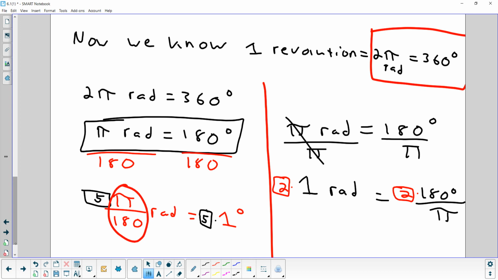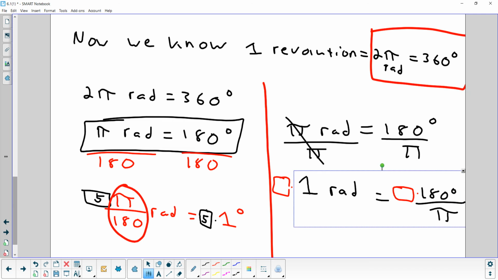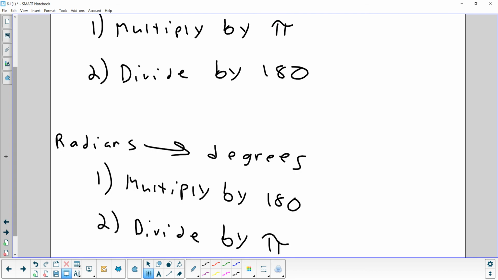Again, not important what you put in this red box. What is important is whatever's in that box. If you want to change from a radian to a degree, multiply by 180 and divide by pi. Those are the 2 steps to change from radians to degrees. Multiply by 180, divide by pi. I have the 2 steps written just like we did a second ago.